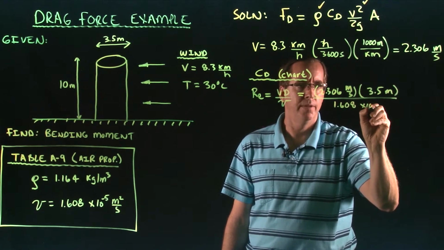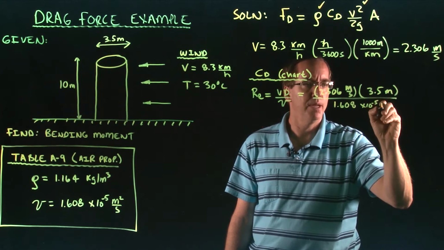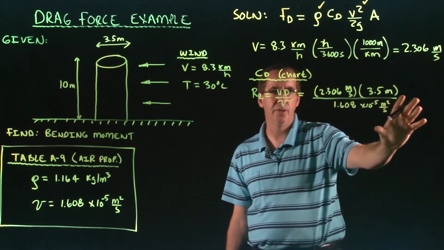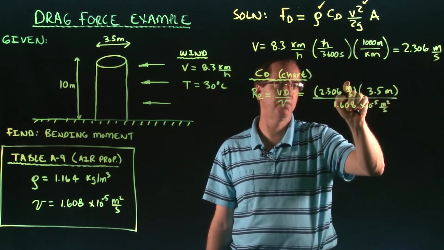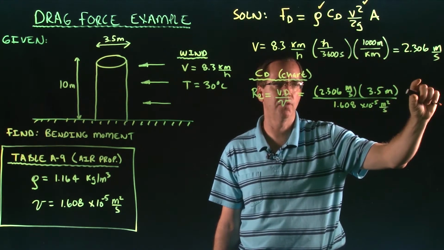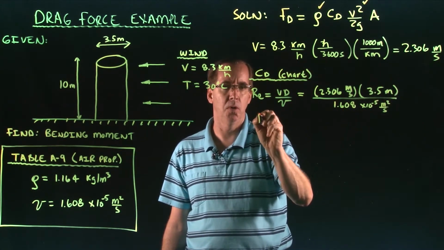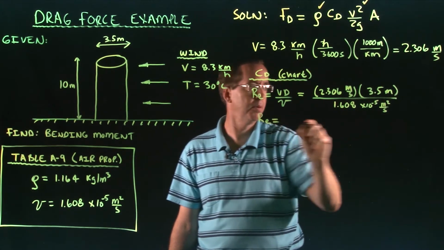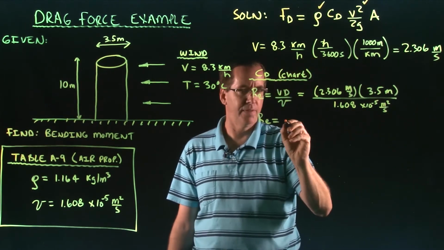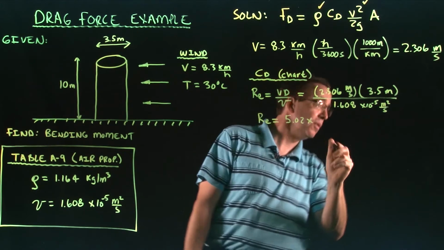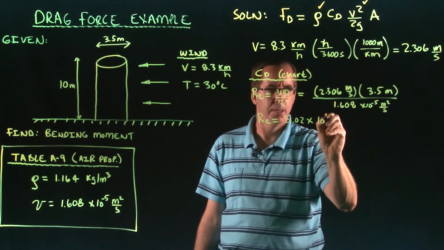Times 10 to the minus 5, and we have meters squared per second. Okay, so I look at this, making sure my units work out. I've got meters per second times meters is meters squared per second, divided by meters squared per second. All the units are just fine. So this gives me a Reynolds number of 5.02 times 10 to the 5th.